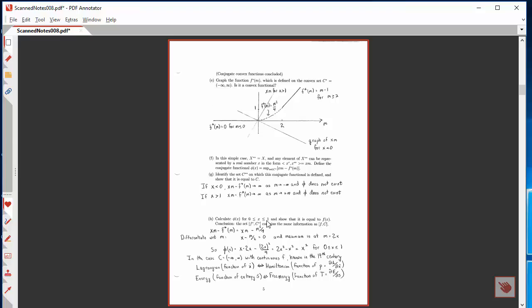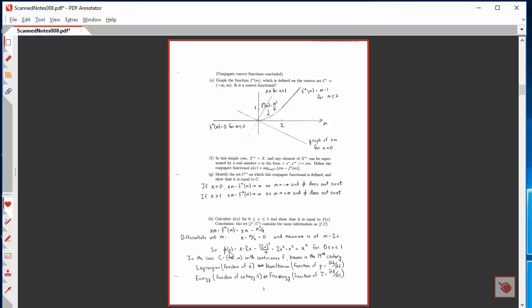In between 0 and 1, however, we have another honest-to-goodness calculus problem. And what we do is we write down xm, the linear functional, minus f star of m. And in between 0 and 1, we have a formula for f star. It's minus m squared over 4. We differentiate with respect to the variable m and get x minus m over 2 equals 0, and we discover the maximum is achieved when m is equal to 2x.